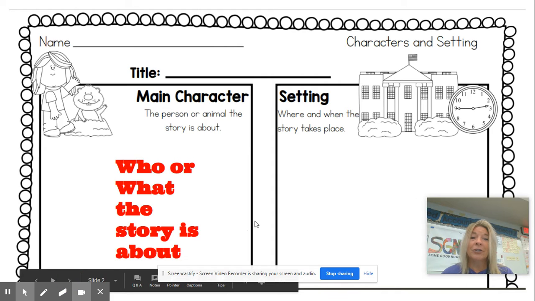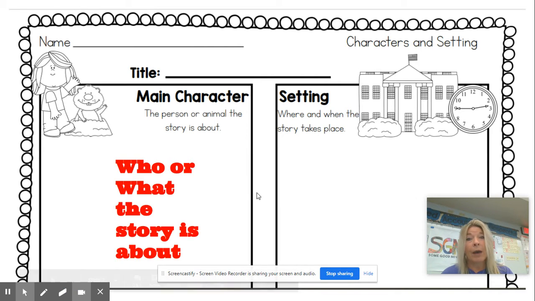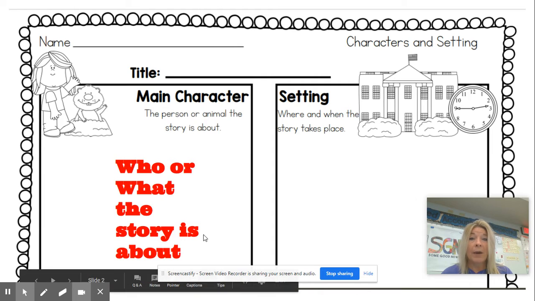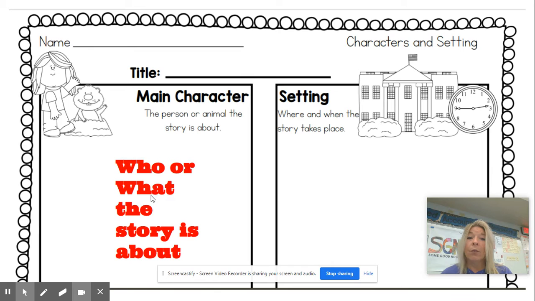When we talk about characters in a story, we are talking about who or what the story is about. The who could be a person. The what could be an animal or a thing in the story. There can be one character in a story. There can be many characters in a story. When we talk about the main character of a story, that is an important character. Maybe that character showed up on every page, or that character had a very important part in the story.